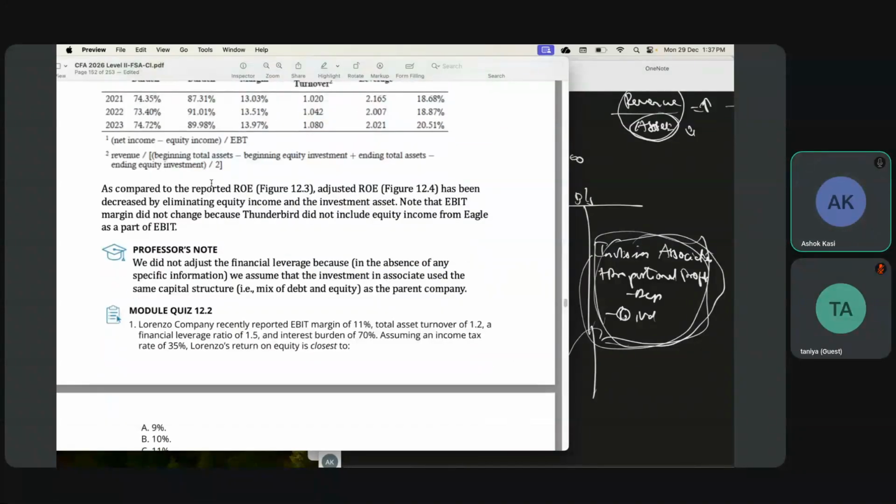You may read this part as well. We did not adjust the financial leverage because we assume the investment in associate uses the same capital structure as the parent company. Okay. This also.